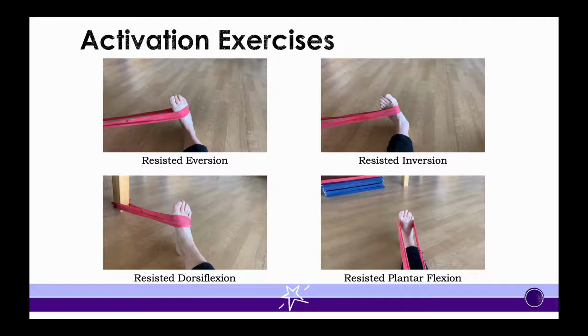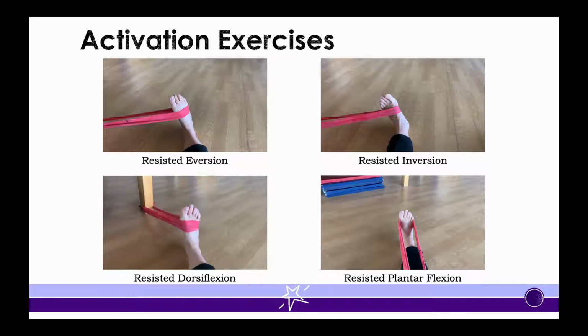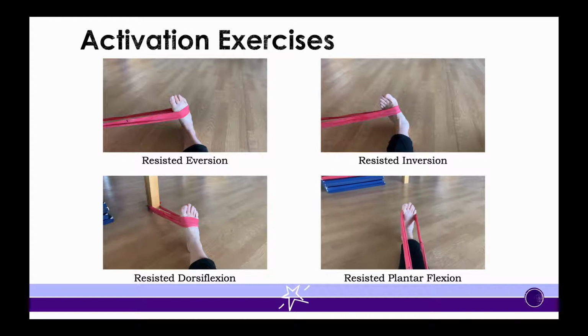For our resisted dorsiflexion, we've just looped the foot through that TheraBand again, and we're going to pull our toes towards us in that dorsiflexion way. So we're just pulling our toes towards us to get that resisted dorsiflexion. I can then turn it around and have my foot going the opposite direction, and then I'll be pushing my foot down for resisted plantar flexion.